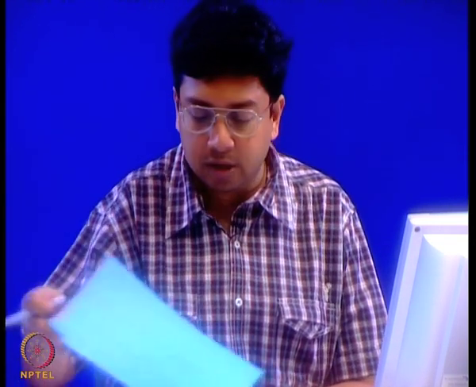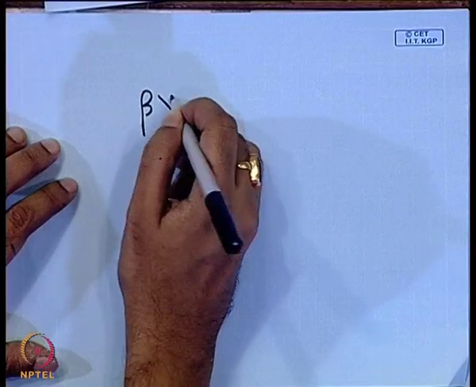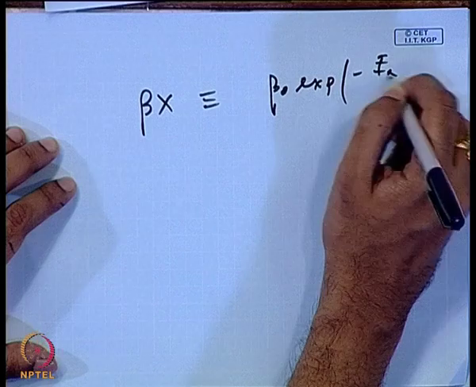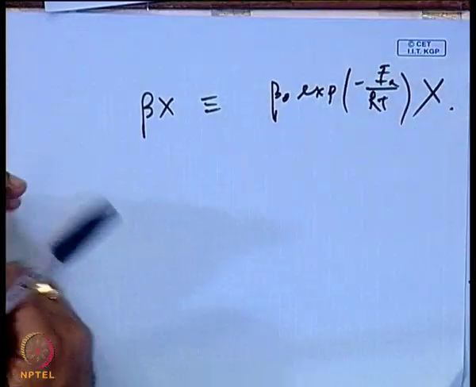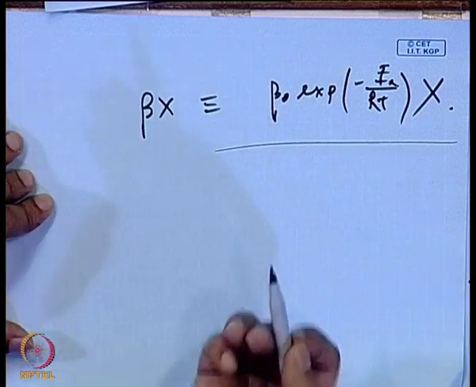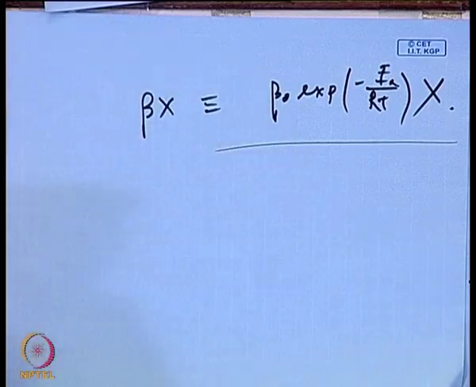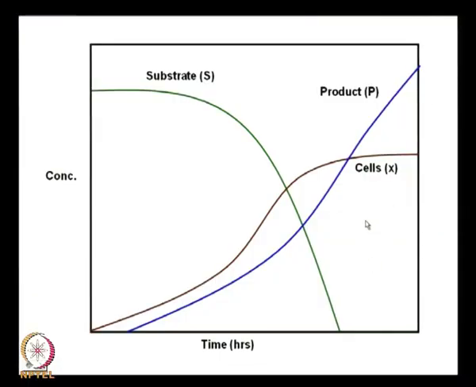One possibility is an exponential dependence on temperature, so beta could be such that beta x is some beta naught exponential of minus a over RT times x. Or beta itself could go as beta 1 or beta naught times x, in which case it could be second order. Anyhow, all we are trying to say is that the product formed is not going to saturate out, whereas the cell formation could saturate out, and the substrate consumption could go on and reach 0, but the product formation will go on.